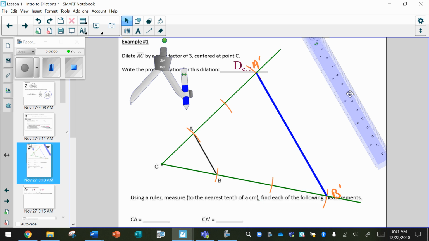So now what I want you to do, pause the video, use a ruler to measure to the nearest tenth of a centimeter, and find each of the following lengths that are listed on your paper. I'm asking you to do it in centimeters, so make sure you're using the correct side of your ruler and measure each of the given segments. When you're done, come back to the video.